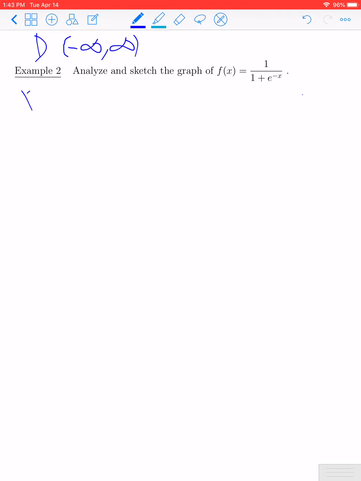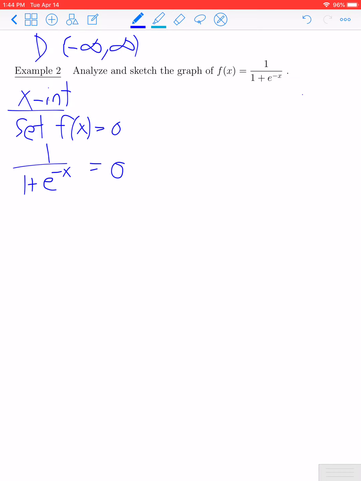Let's see if we can find some intercepts. We'll start by looking for x-intercepts. We set f of x equal to 0 and solve. When is 1 divided by 1 plus e to the negative x equal to 0? Well, you clear fractions, you multiply both sides by the denominator, and we would get that 1 is equal to 0, which is a contradiction. So there's no solution to that equation, which means that there are no x-intercepts. This graph will not cross the x-axis.